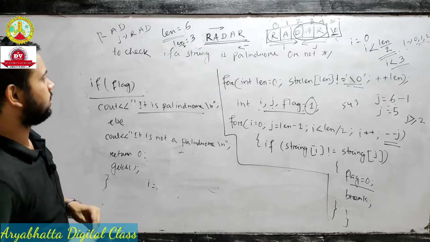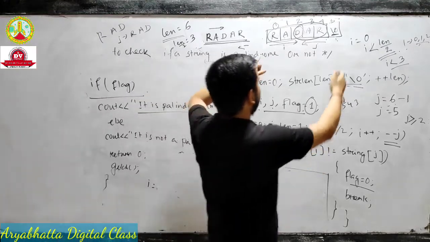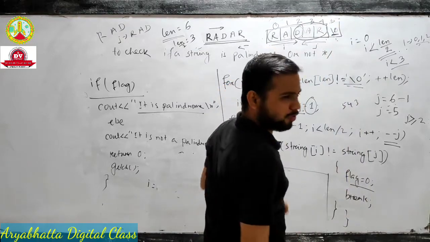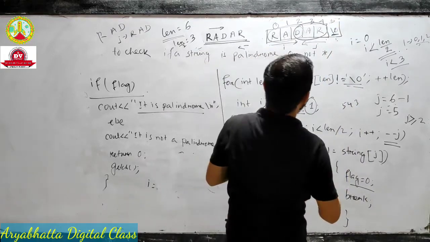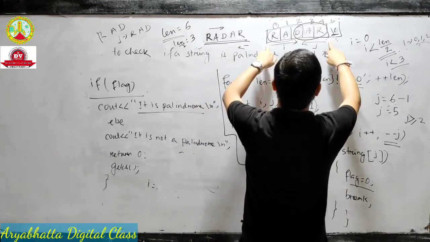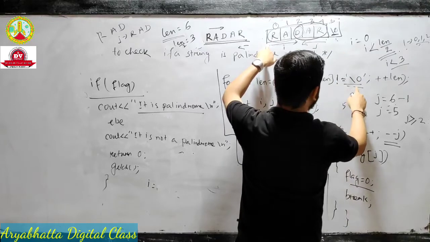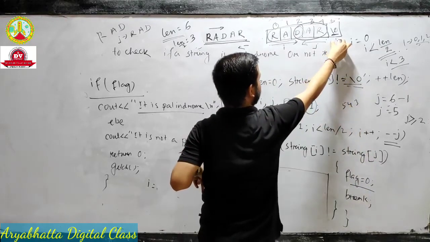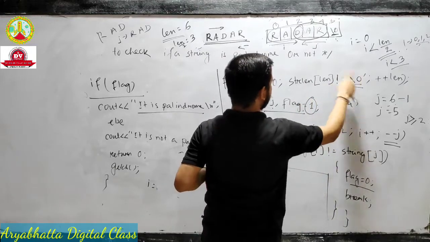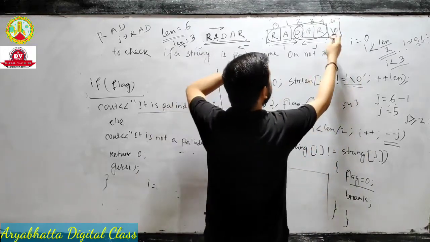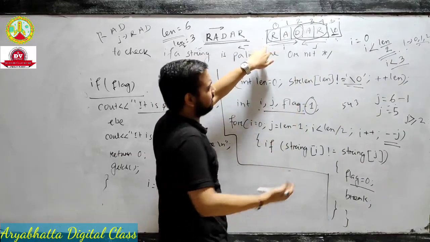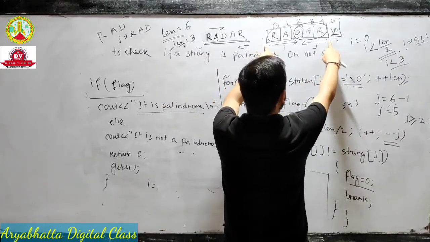Means the length of the string you can also take up to this or up to this. Actually the last character is backslash 0. For simplicity, you can take the length of the string like this, up to not equal to backslash 0. In str length, the condition is not equal to backslash 0, so for easy understanding you just take up to this.